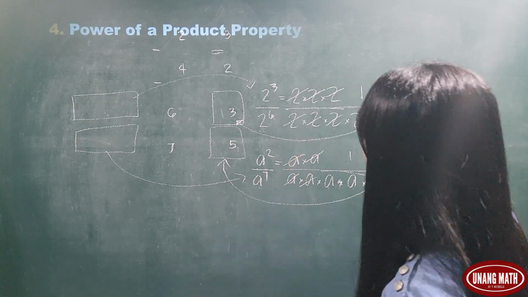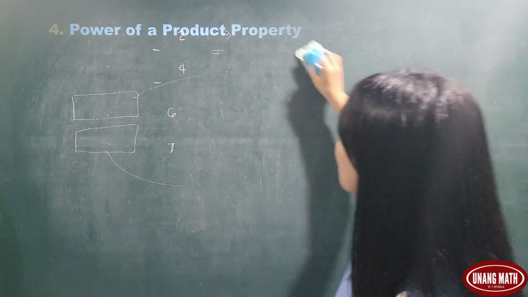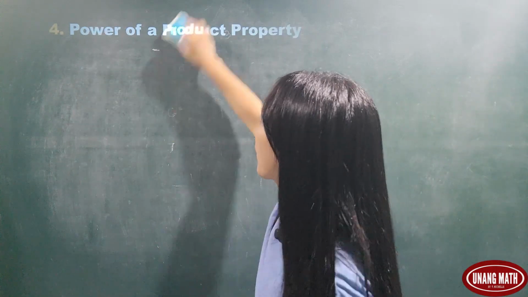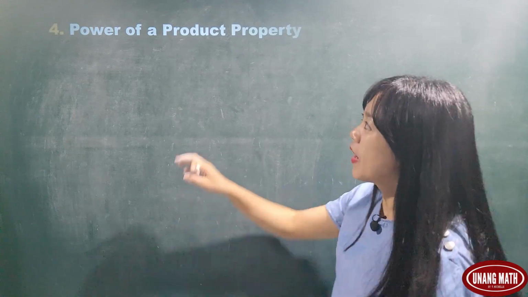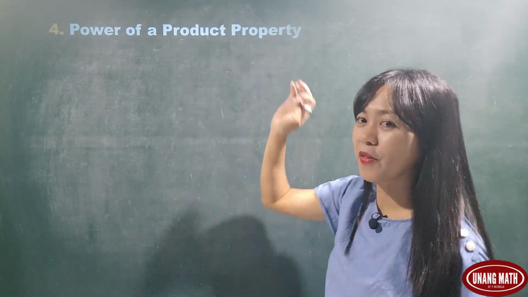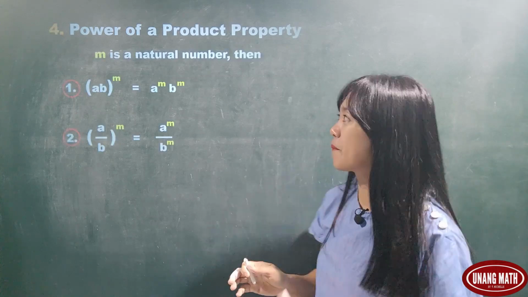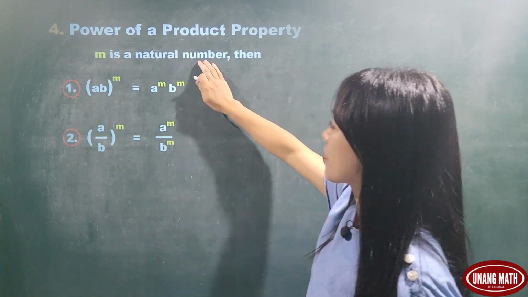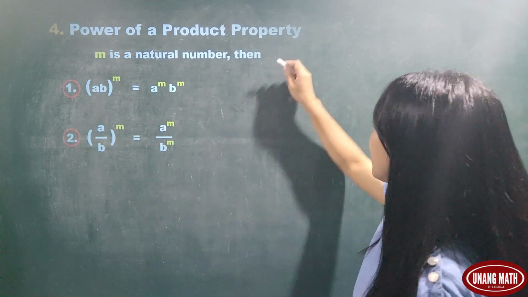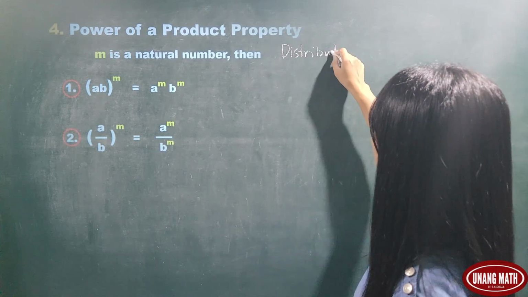Okay, this time, let's move on to the fourth exponent rule. And this is what we call the power of a product property or rule. Power of a product property or rule is similar to the distributive property. Okay, m, or our exponent, is a natural number. Okay, I said it's similar to the distributive property. Okay, how does it work?